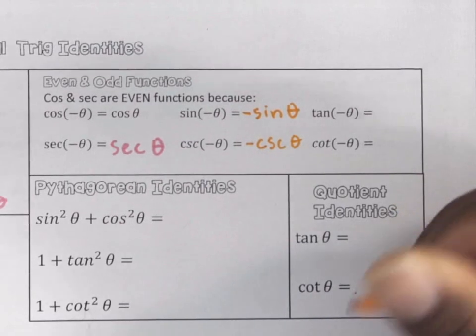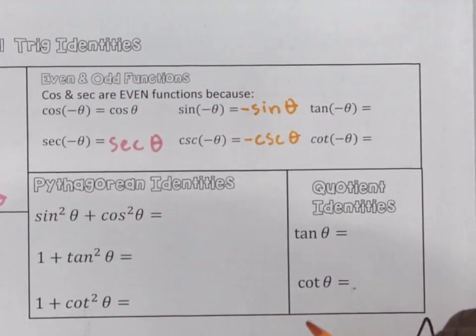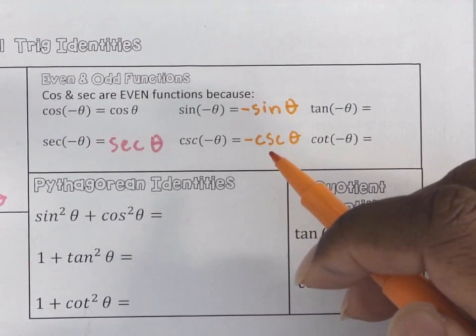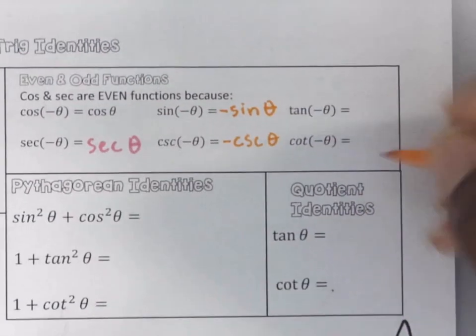Wait, I thought we were supposed to write cosecant with that weird circle. Right here? Wait. No, I did. Did I not do that? Oh, no.